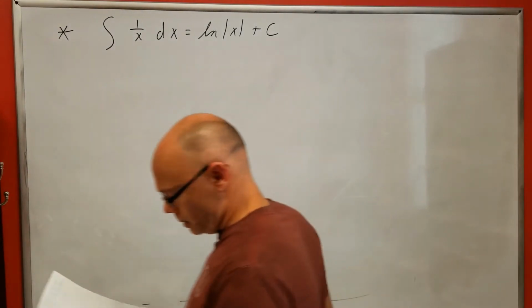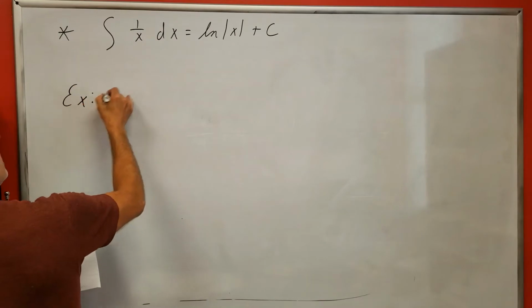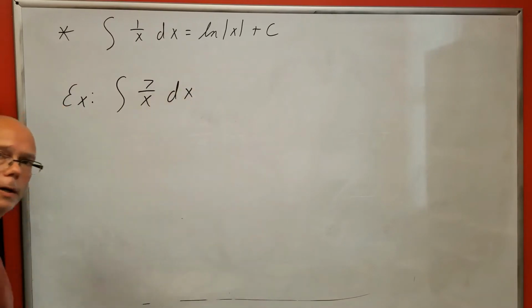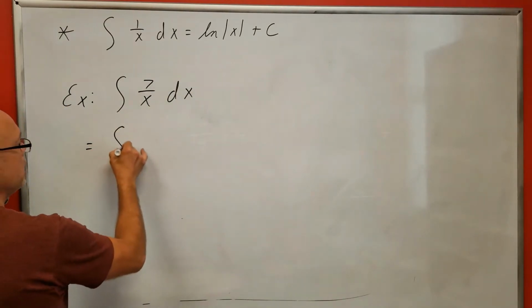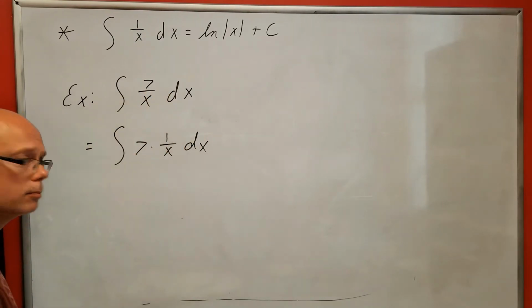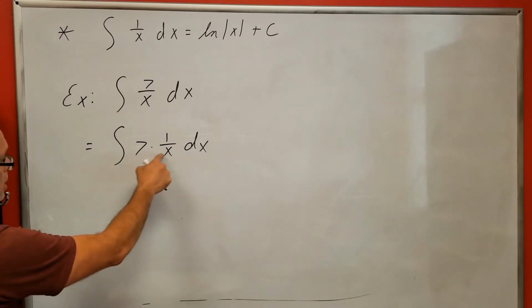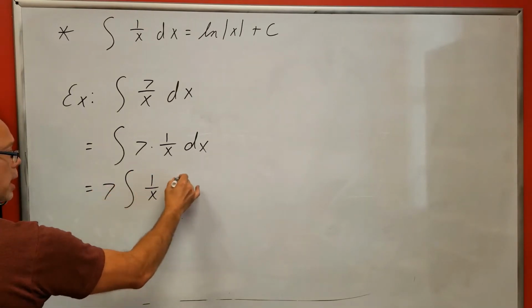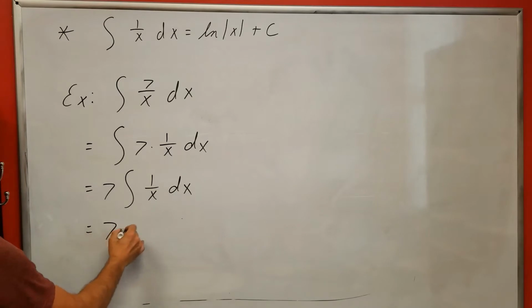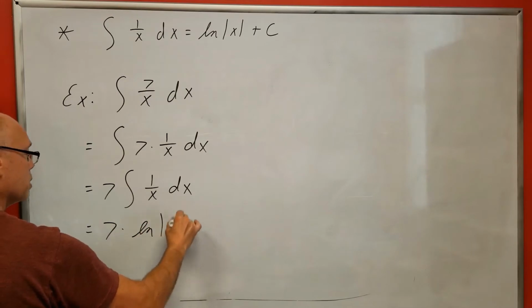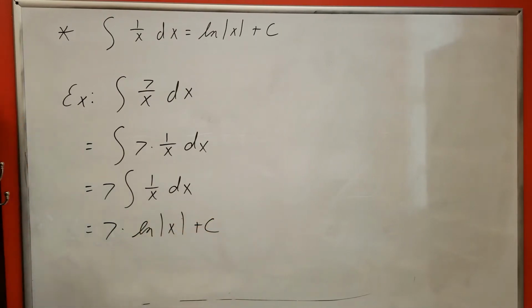All right, let's take a look at doing this example. Suppose I'm told to find an antiderivative of 7 over x dx. That's the same thing as writing the antiderivative of 7 times 1 over x dx, right? If I factor the 7 out the top. Well, the 7 is a constant that's being multiplied, so we can bring it to the outside and say 7 times an antiderivative of 1 over x dx. So that's 7 times, what's this antiderivative? We were just told it's the natural log of the absolute value of x plus c. That's my antiderivative there.